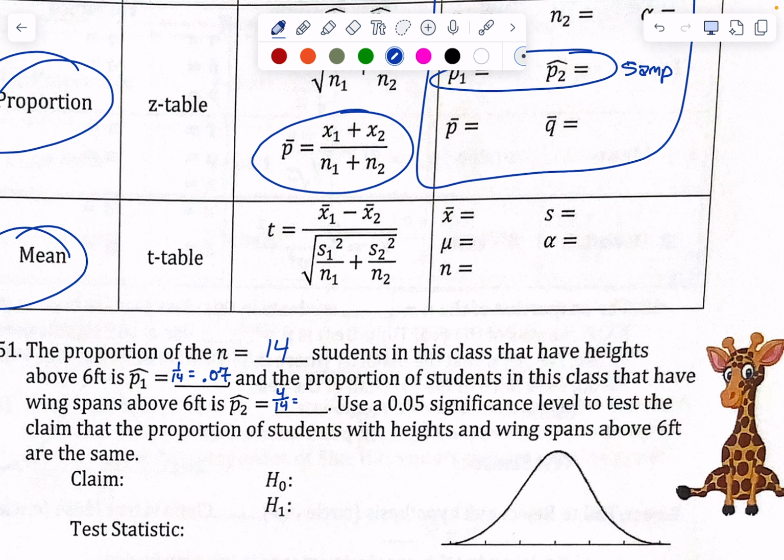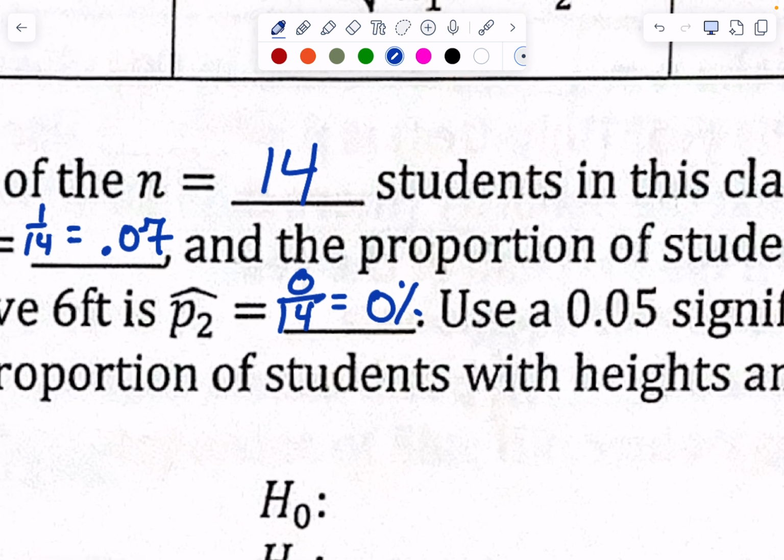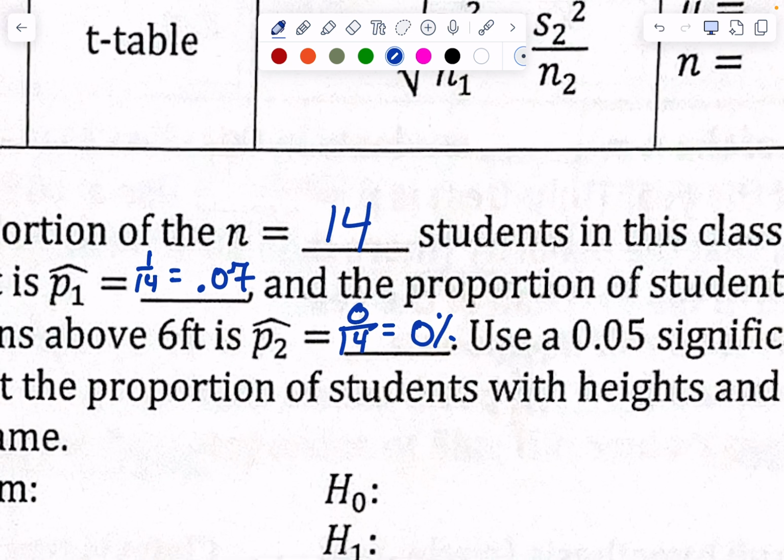Over 6 foot. None over 6 foot? Yeah. And there's one with a height over 6 foot though, right? Yeah. 0 over 14, which is 0%. Okay, do you think 0% and 7% are close enough to being the same that we call them the same? No. Yeah. I don't know.